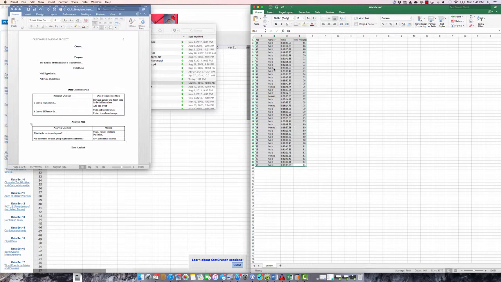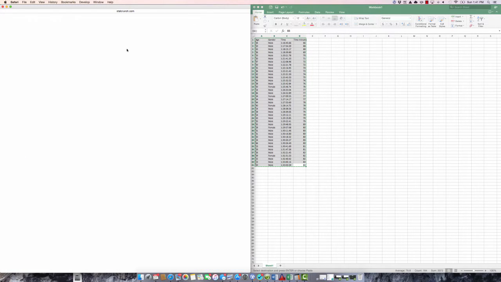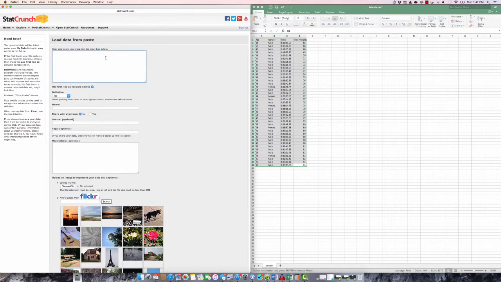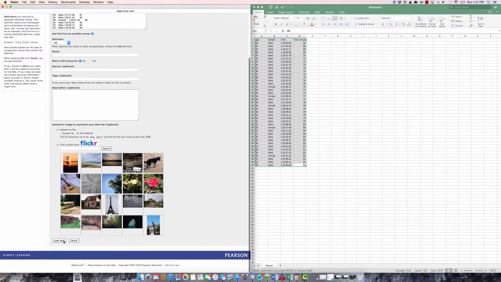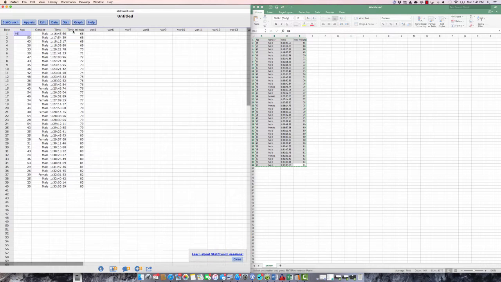I'm going to go ahead and copy this data, and then I'm going to go ahead into StatCrunch and paste this data, going up to the Data tab, and I'm going to load it from the paste. It's going to do its thing. I'm going to copy and paste it into this box, and then I'm going to load the data. Okay, it looks just like I expect, which is good. I've got the 4 columns, including the gender, the time in minutes, and the age.